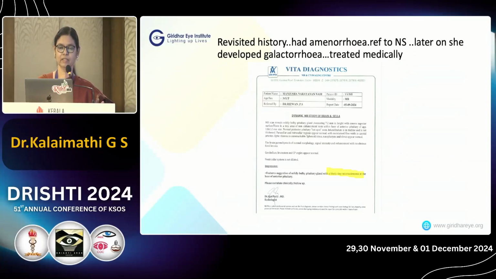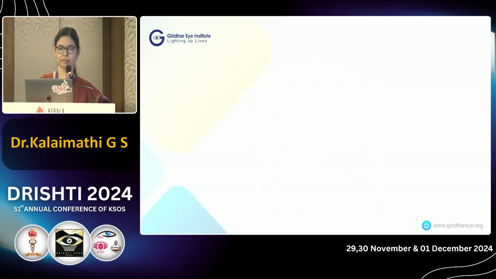So we revisited the history. She had amenorrhea and later on she developed galactorrhea as well. So she was referred to a neurosurgeon and she was treated medically. So for any, even mild, temporal pallor, you have to go for optic nerve function tests, a field test is mandatory, and if necessary go for MRI.